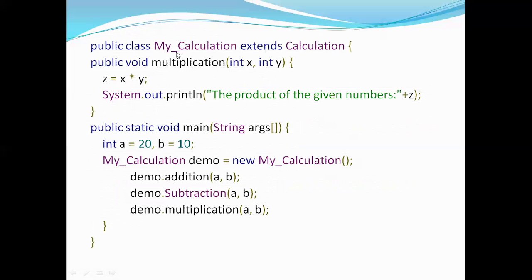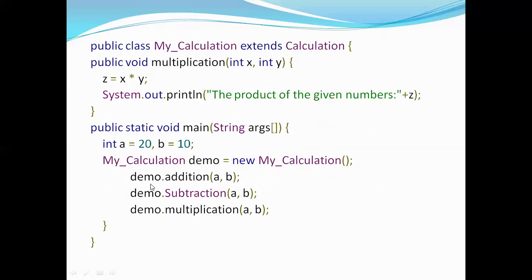Now here it has a method called multiplication, where it multiplies two values and assigns that value to the variable Z. I'm printing that. Now just see here, all of you. In this main method, I'm giving two values for the variables a and b, 20 and 10. I'm creating the object for the class my calculation. So my calculation demo is equal to new my calculation. So your object is demo. Now I'll call all the methods using this demo object.